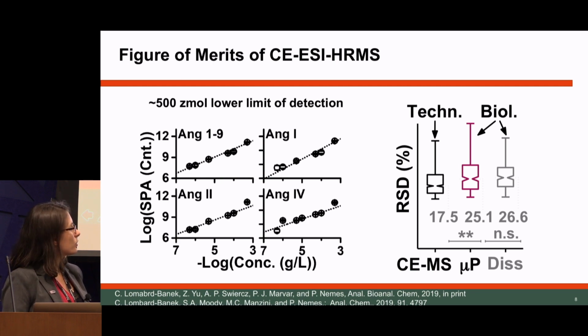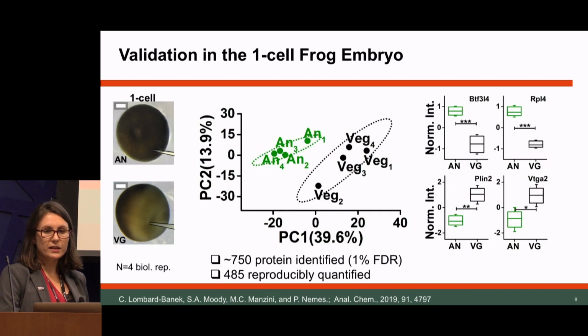So here this is just comparing the microprobe approach to the dissection, just to show that they were very similar, although we are sampling only a portion of the cell. As a proof of concept, we validated the approach in the one-cell frog embryo. What we did here is that we sampled the animal pole, and then we sampled the vegetal pole. The reason we picked the one cell is that there is some known heterogeneity at the mRNA level.